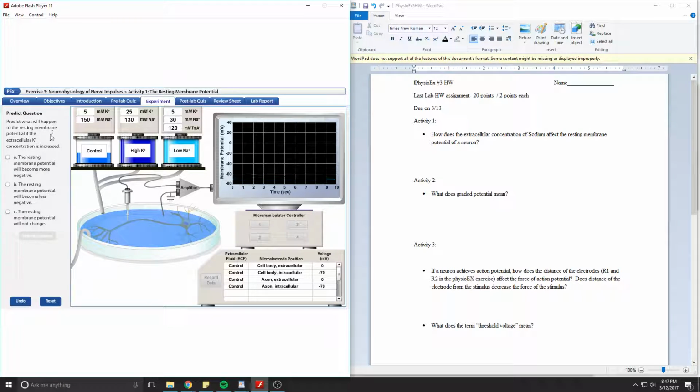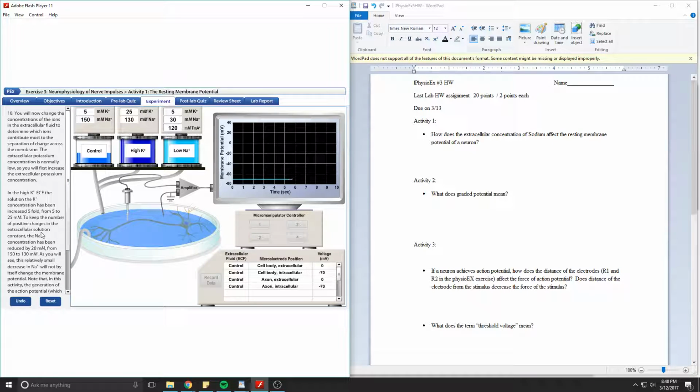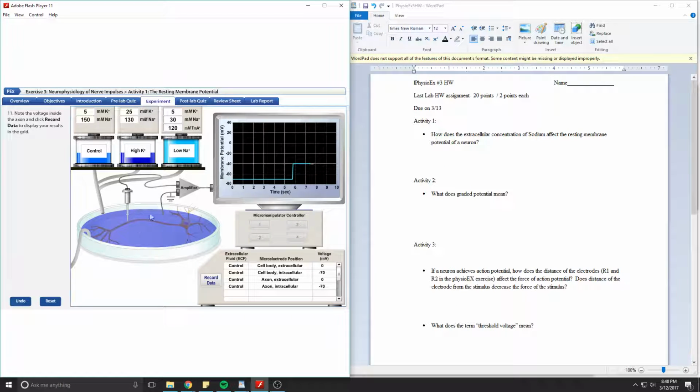Predict what will happen to the resting membrane potential if the extracellular potassium concentration is increased. It will become less negative. There will be fewer ions moving in general, because you'll have high concentration outside and inside the cell. Now we're going to change this to high potassium and see if I was right. So now we have high potassium inside and outside the cell.